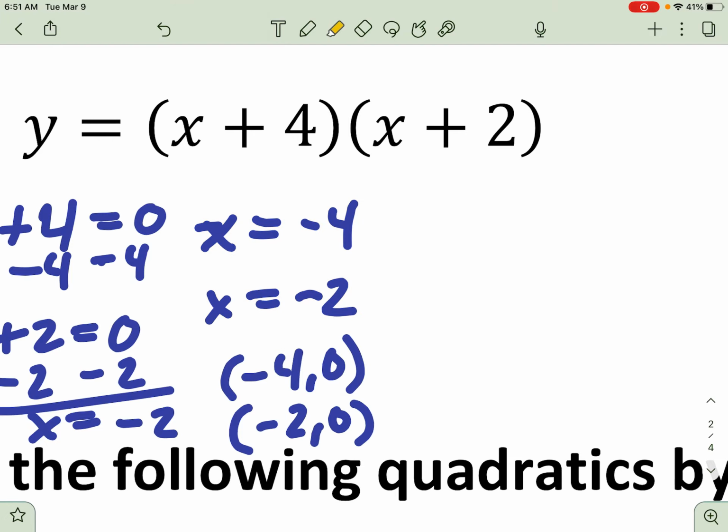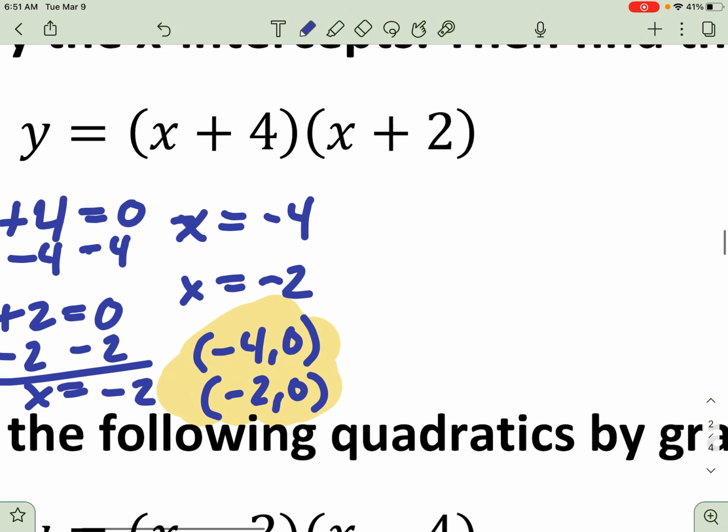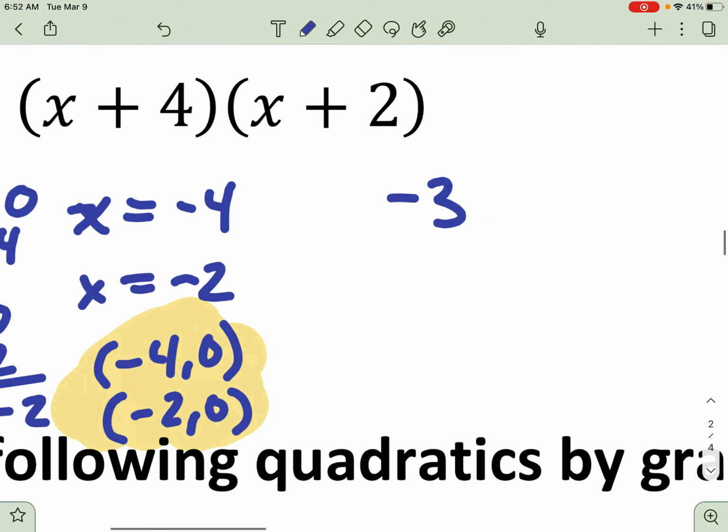All right, and then it wants to know what the vertex is. Well, the vertex is halfway between there, right? So what's halfway between -4 and -2? Well, -3 is. So let's plug that in. y equals -3 plus 4 times -3 plus 2. That gives you a +1, and this one gives you a -1, and so y equals -1 when you multiply them together. So my vertex for this example is at -3, -1.